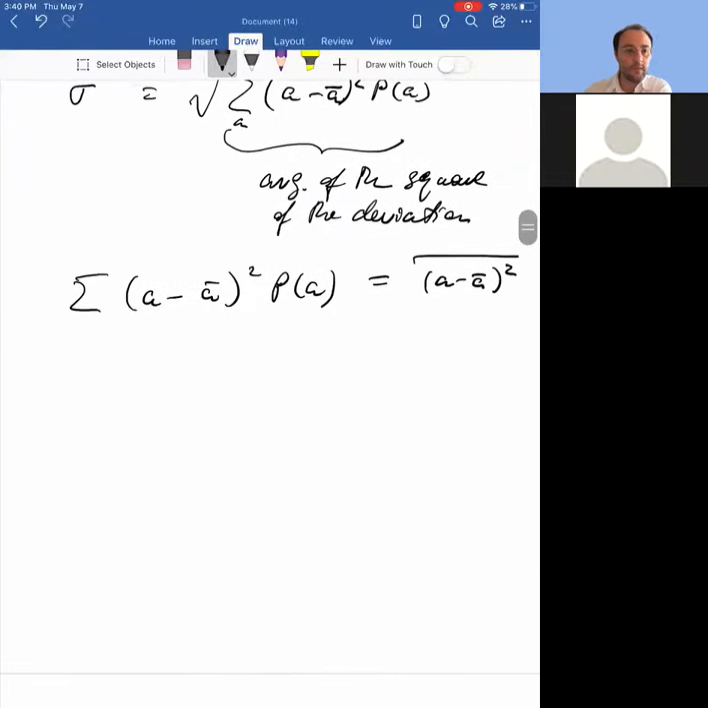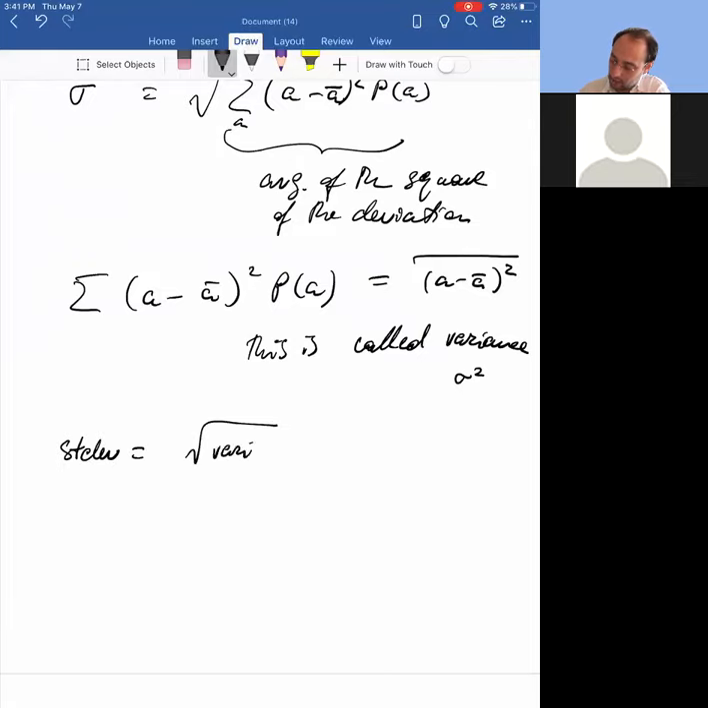This is called variance. And I guess it's represented by sigma squared sometimes. So standard deviation equals the square root of variance.